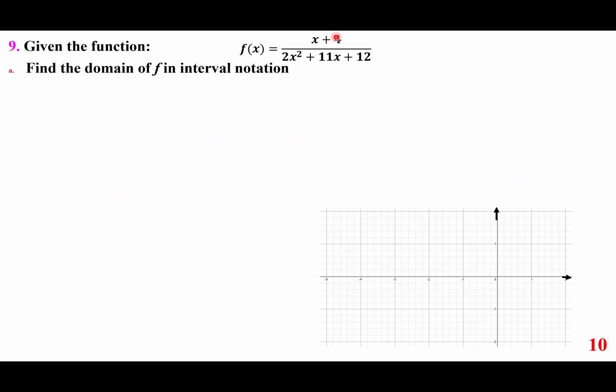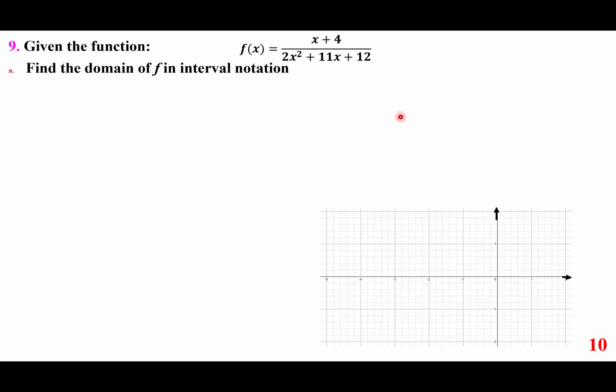Given the function f of x equals x plus 4 over 2x squared plus 11x plus 12, find the domain of f in interval notation, so on and so forth. We are dealing with a bunch of steps. The purpose of this is to graph it ultimately. And the very first thing you do with any fraction or rational expression, you ask yourself, can I simplify? That's the first.